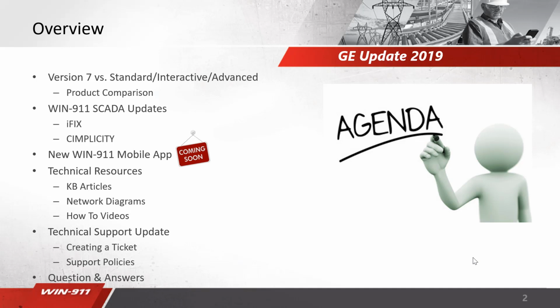A new feature we plan to release this year is our new Win911 mobile app. I'll talk through the new feature and what it looks like, some of the differences, and how you can access our beta program. From there, we'll walk through our technical resources, including our knowledge base articles, documents, and how-to videos. To wrap things up, I'll talk about how you can access our support and why you would need our technical support program.